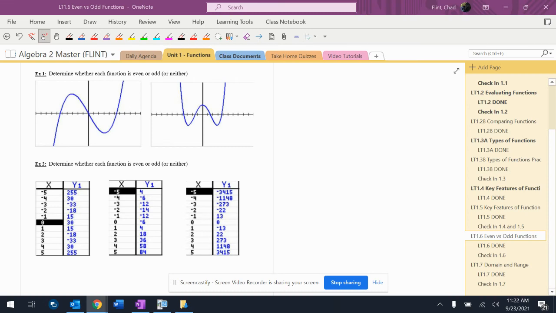All right, so determine whether each function is even or odd. I'm going to do even first. I think that's the easiest. All right, so even means that the y-axis is a mirror. All right, so that's even.